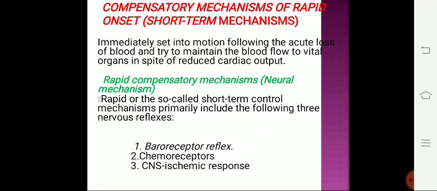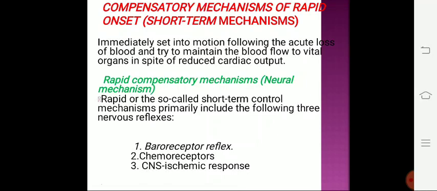Baroreceptor reflex. When the blood pressure is decreased, there occurs a decrease in impulses discharged from the arterial baroreceptors. This results in increase in sympathetic vasomotor discharge to the heart, arteries and veins. There occurs generalized vasoconstriction. It causes an increase in the amount of blood in circulation.